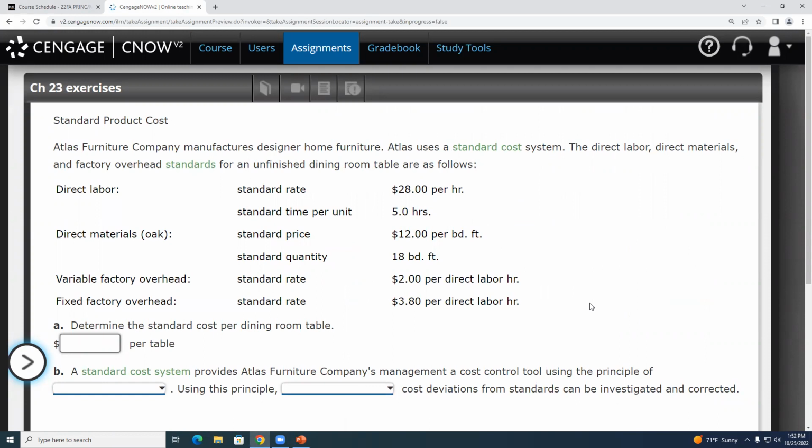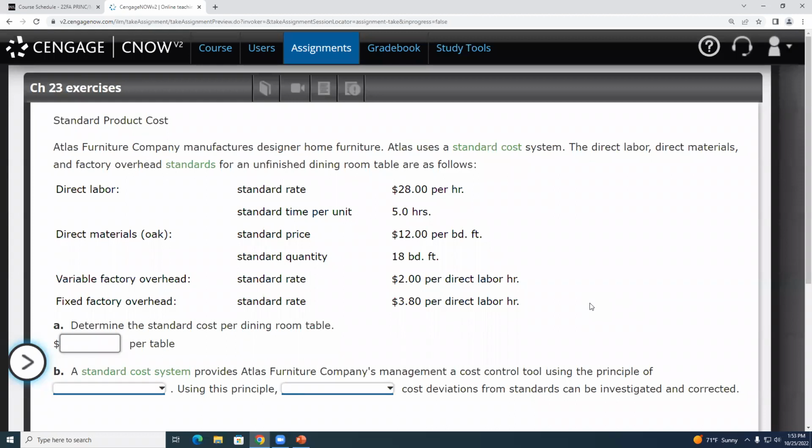And exercise 1 is setting the standards. So when we think about the management cycle, this is happening in the planning phase of the management cycle. Before we actually start producing, in this case, an unfinished dining room table, before we start producing that product, we need to set the standard. We need to set those performance goals. Here's how much we expect to spend on making an unfinished dining room table.